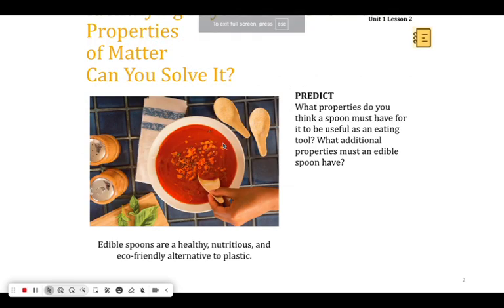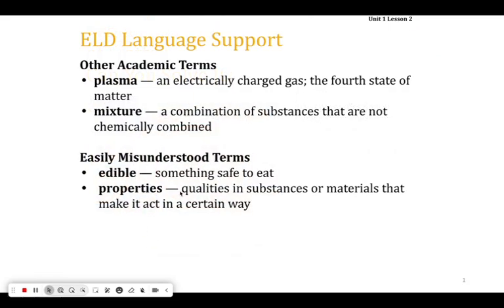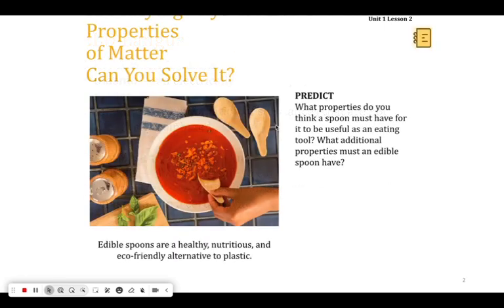Hello again, class. In our investigations of the properties of matter, we're going to be considering the extensive and intensive properties that would make a spoon useful for an eating tool, and what additional properties an edible spoon would have. So remember, we're considering the word properties. That means the qualities in substances or materials that make it act in a certain way. And today we'll also be considering what mixtures are, which are combinations of substances that are not chemically combined.